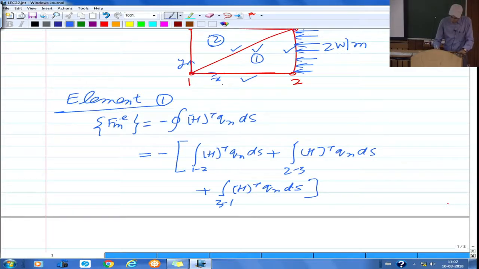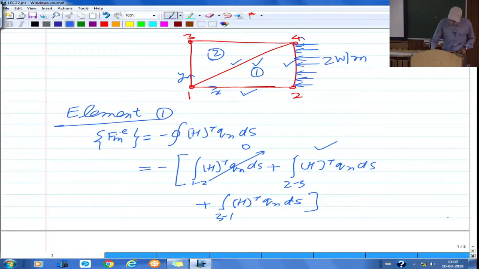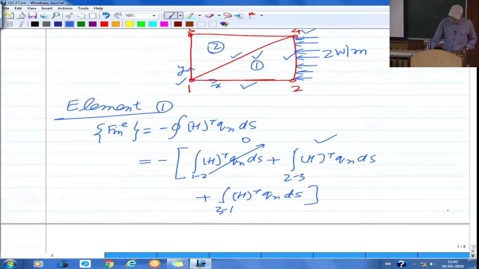Now out of this, we know that along this boundary there is no heat flux input or output, so this term is actually 0. And for this we know Qn is given as minus 2 watts per meter. The integration ds you can write as dy, with limits of integration 0 to 2. We had evaluated this actually. And the last one is this: you are going from this point to this point, that is 3 to 1. But the only problem with this is that this Qn is an unknown.